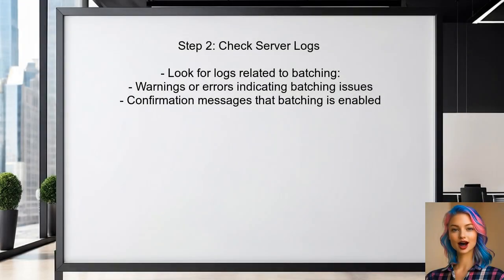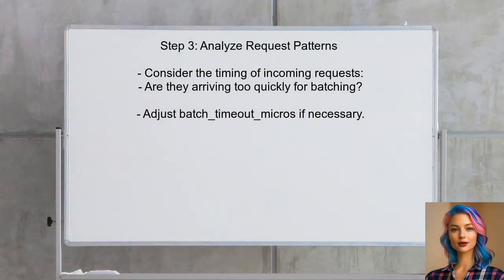Next, the user should examine the server logs for any warnings or errors related to batching. This can provide insights into whether the batching is functioning as expected. The user should also consider the request patterns. If requests are arriving too quickly, they may not be grouped effectively. Adjusting the batch timeout might help in this case.